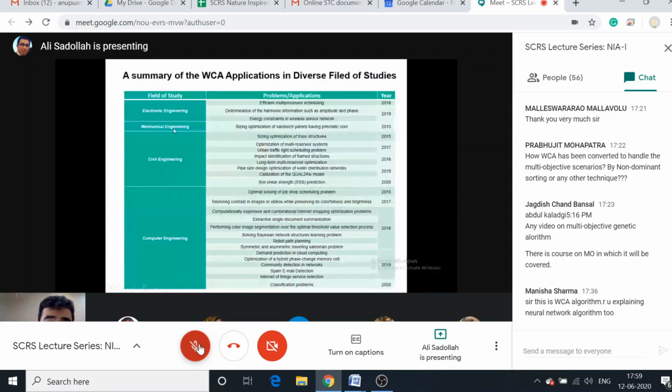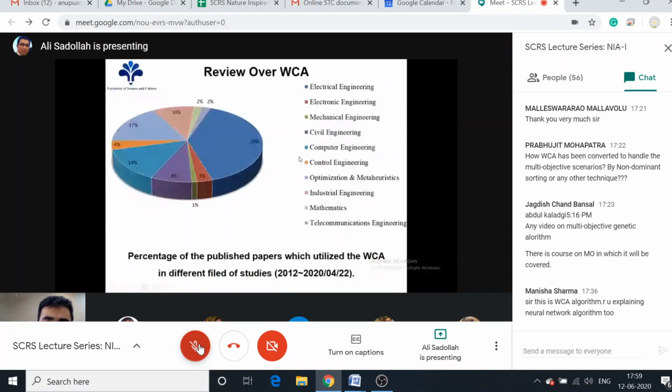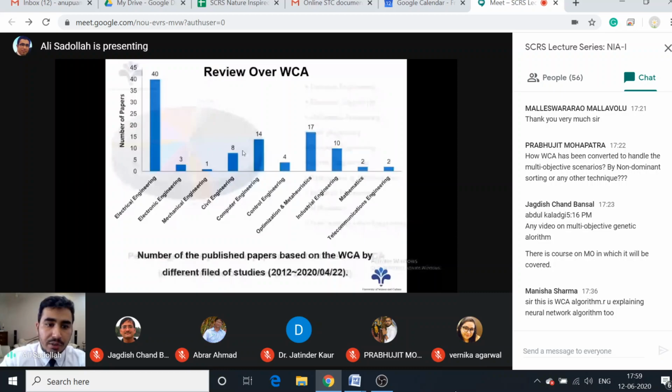And this is for electrical engineering. There are lots of papers for 2018-19, and control engineering, optimization meta-heuristic, industrial engineering, and mathematics also. In terms of the majors, you can see 39% belong to electrical engineering, and the second rank is 17% for optimization and meta-heuristic. Some may be missing, because many people do not keep a percentage of contributions in different fields of study. And you can see again here the number of papers in electrical engineering, around 40 papers. After that, optimization meta-heuristic 17, and mechanical engineering 1.